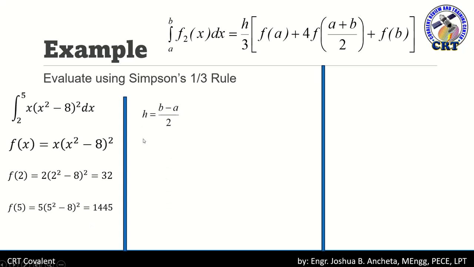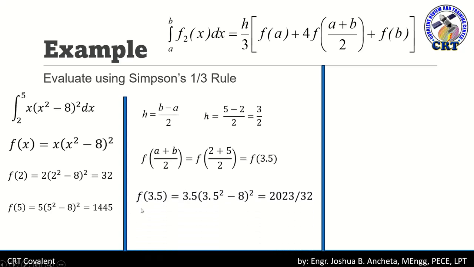Now let us identify the h, (b minus a) over 2, and that is (5 minus 2) over 2 equal to 3 over 2. Then next, let us identify the middle term function here, f((a+b)/2). So we have (2 plus 5) over 2, and that is f(3.5). Solving for this function, f(3.5) is equivalent to 2023 over 32.